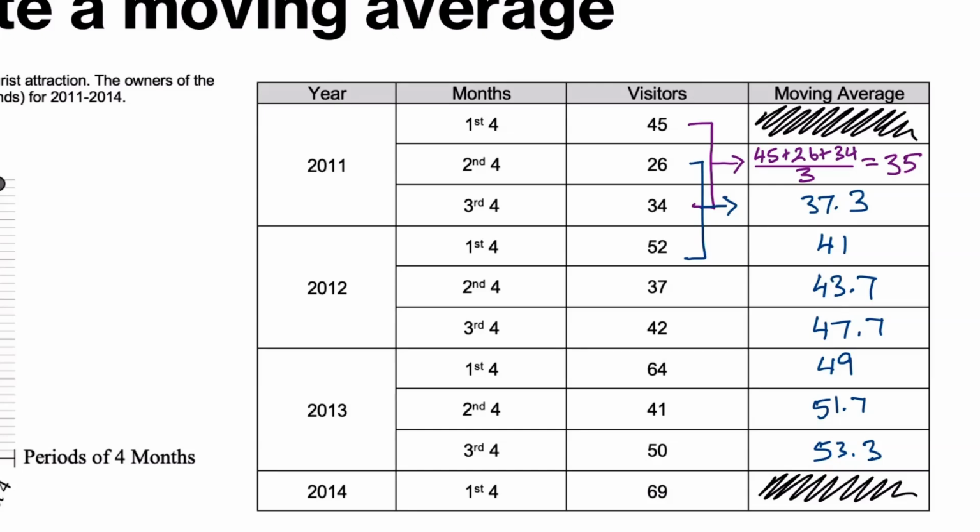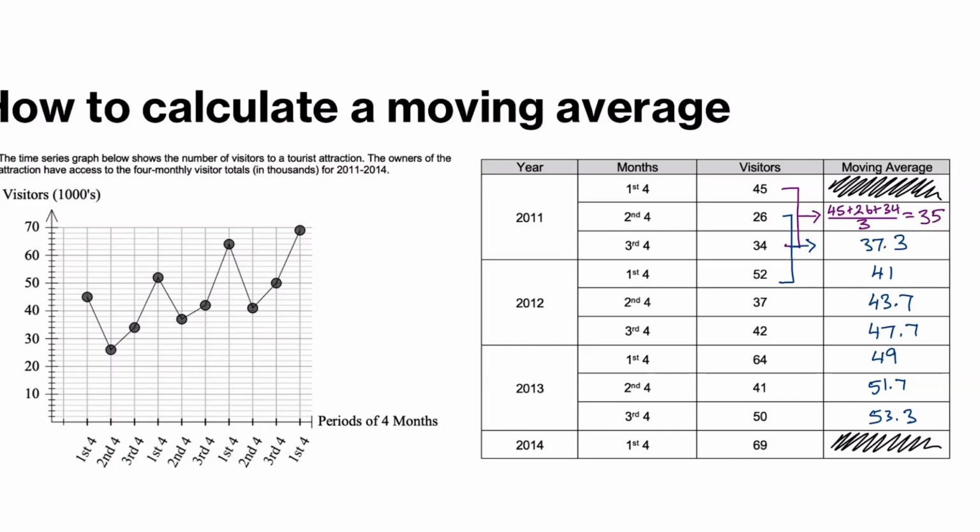Now that my moving averages have been calculated, I can plot them on my time series graph to discover the underlying trend. For the first point, where the moving average is 35, lines up with the second 4 months of 2011. The next point, 37.3, lines up with the third 4 months of 2011. And we can go on with this process until all points have been plotted and connected with straight lines. The smooth version of the graph helps reveal the trend more clearly than the raw fluctuating values.